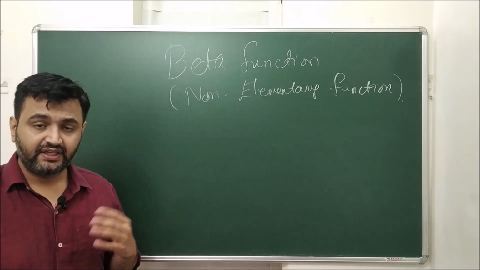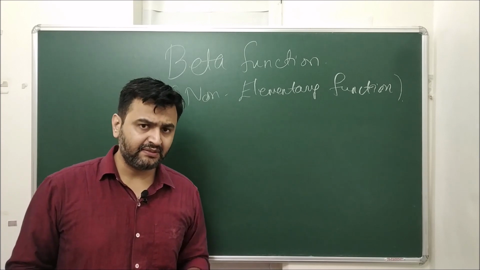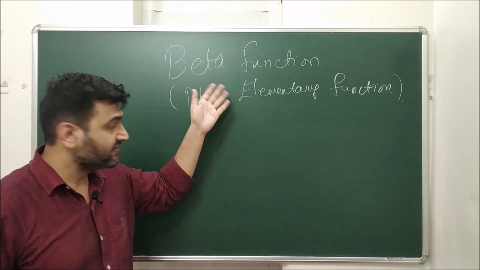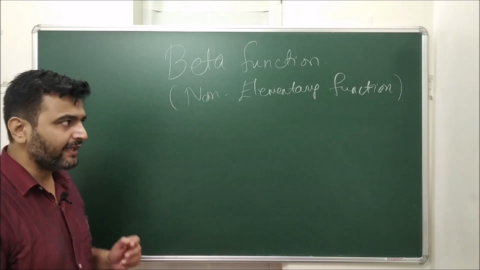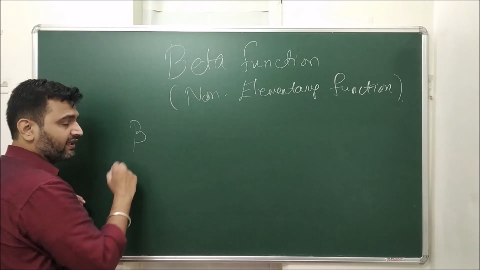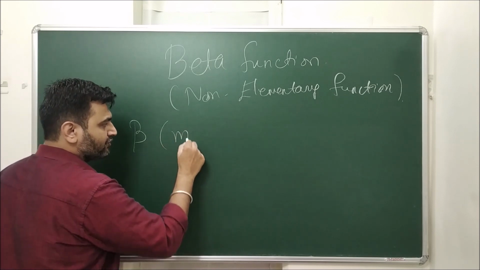So what is a beta function and why do we study it now? The reason is the same as that for the gamma function. This also falls under the category of improper integrals, to be precise, type 2. So for the beta function there are two inputs, whereas for the gamma function there was one input.